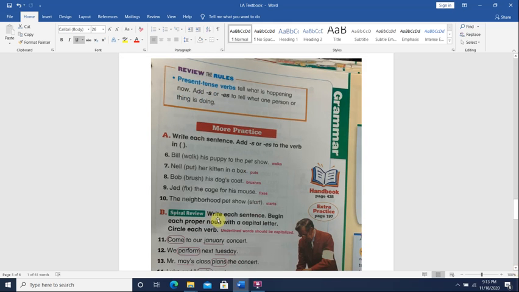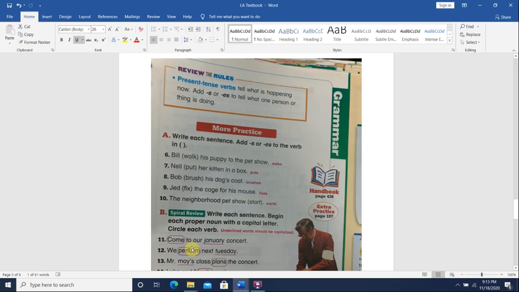Next it says begin each proper noun with a capital letter. Remember, a proper noun is a noun with a special name, and we must begin it with a capital letter. And next it says circle each verb. So number 11, come to our January concert.